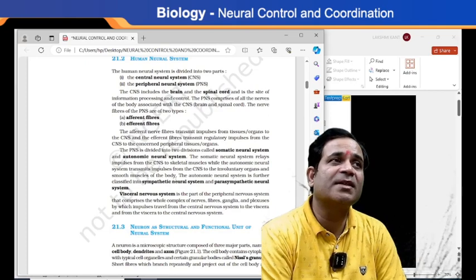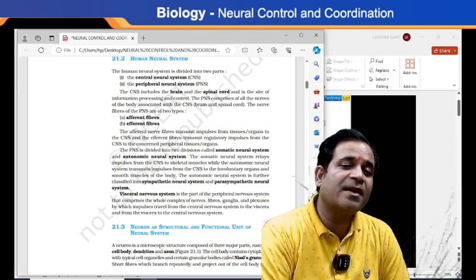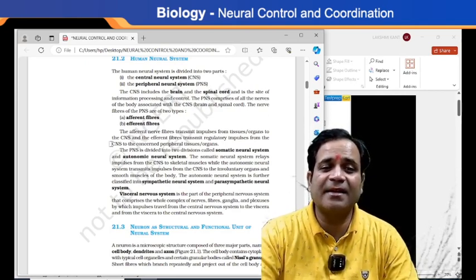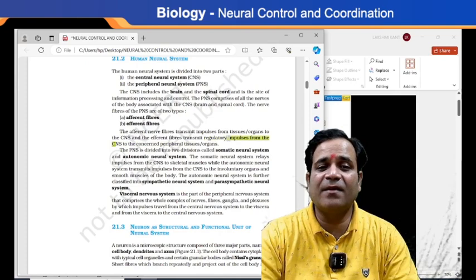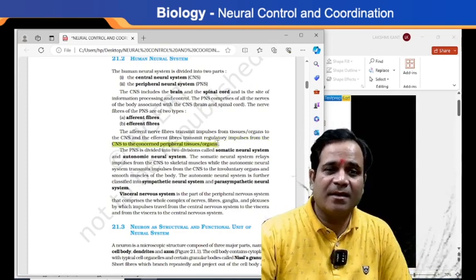This is also known as the regulatory impulses, my dear. What I'm saying? The regulatory impulses. And these regulatory impulses go from the CNS to the connected peripheral tissue and organ. Right? Getting my point?